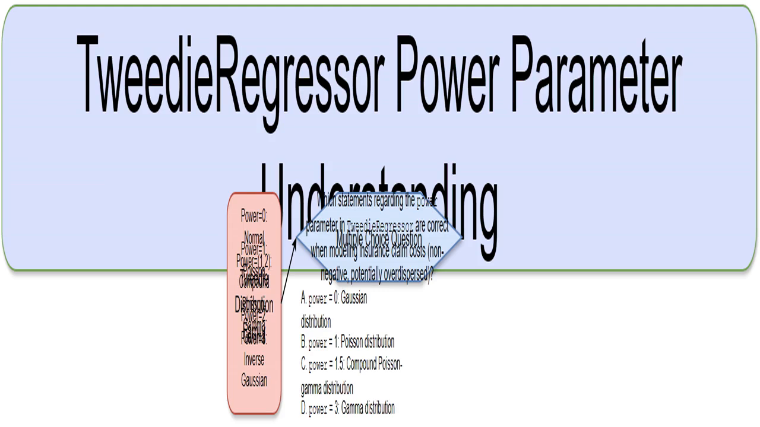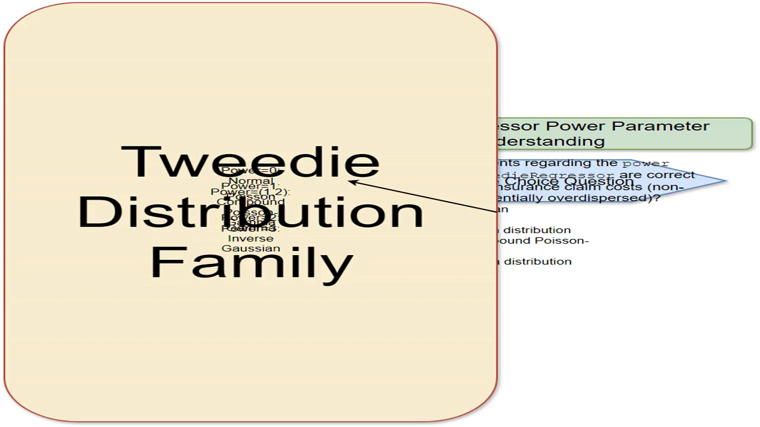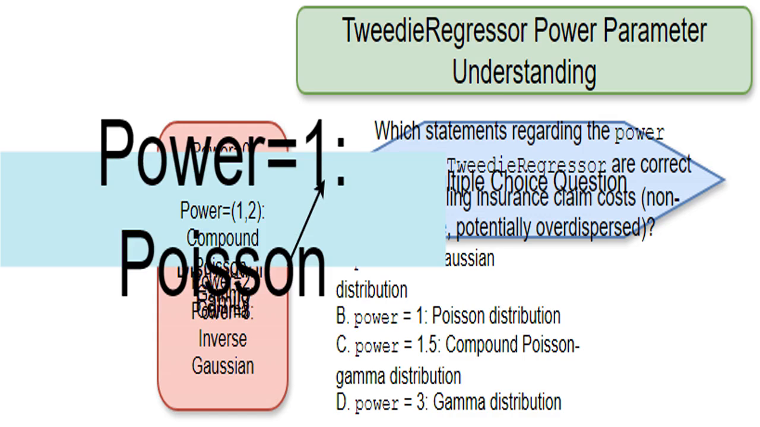I'm going to explain how the TweedieRegressor in Scikit-learn uses a power parameter to choose from a family of distributions. This is important for modeling things like insurance claim costs, which are always positive numbers and often have more variability than you'd expect. When the power parameter is 0, we use a normal distribution. The normal distribution can have negative values, so it is not suitable for modeling insurance claim costs since those are always positive. If the power parameter is between 1 and 2, you're working with a compound Poisson gamma distribution.